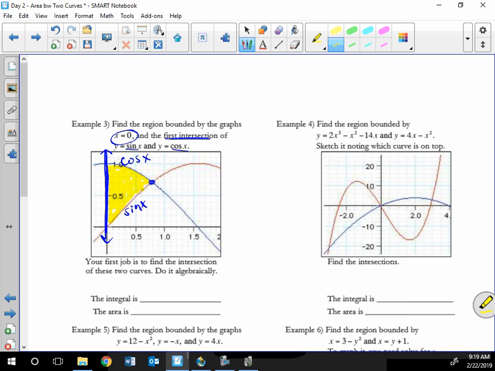Alright, so I want you guys to go ahead and set up and integrate this one. I do want you to do this one by hand. So go ahead and set up your integral and then use the work off the side by hand. See what you get.